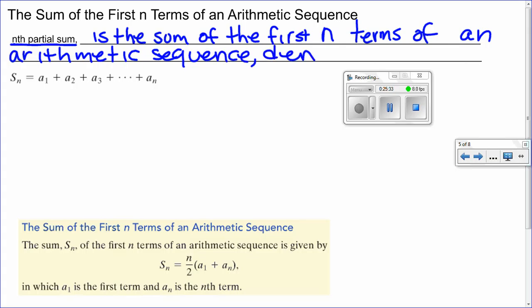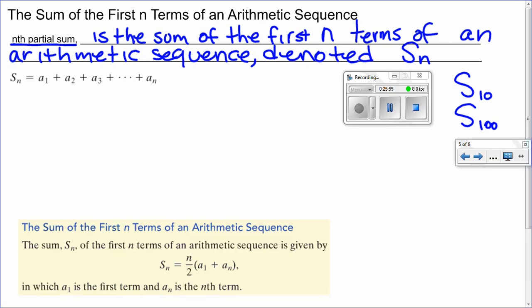And it is denoted by a capital S with a subscript of n. So if we want to find the sum of the first 10 terms, it will be something like S sub 10. Or the first 100 terms, it will be S sub 100. Are we clear on that?